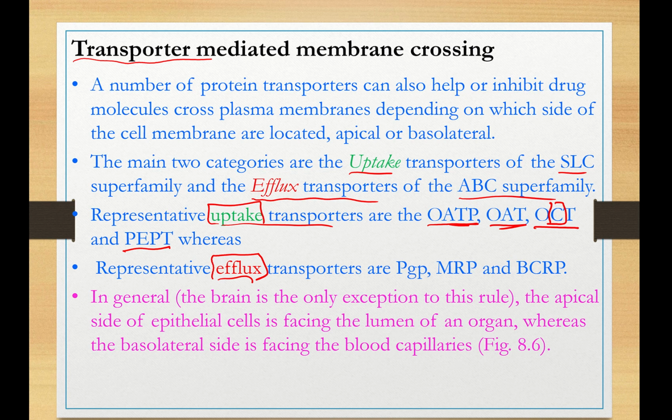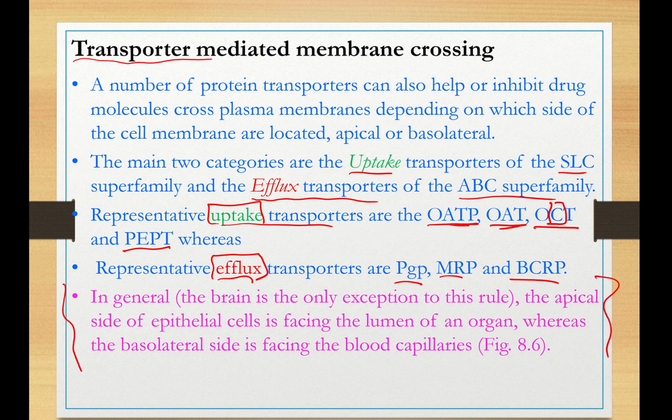But we're going to see that you need to know exactly where these transporters are located, on which side of the membrane, the apical side or the basolateral, because they make a difference. So the efflux transporters, some of the representative transporters are P-gp, so this is P glycoprotein, MRP, and BCRP. This is the breast cancer resistance protein. In general, this is a very important paragraph that I've written over here.